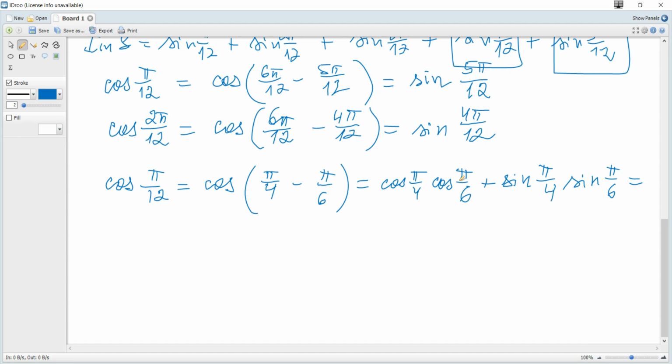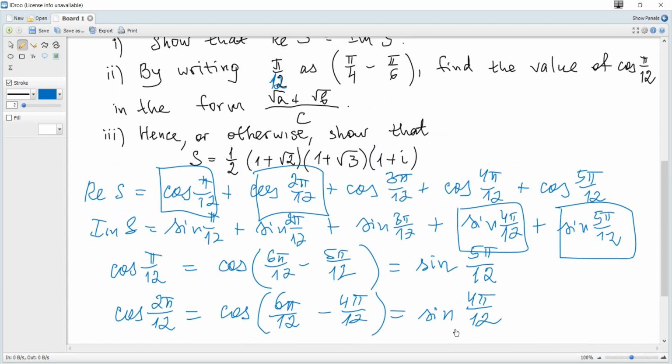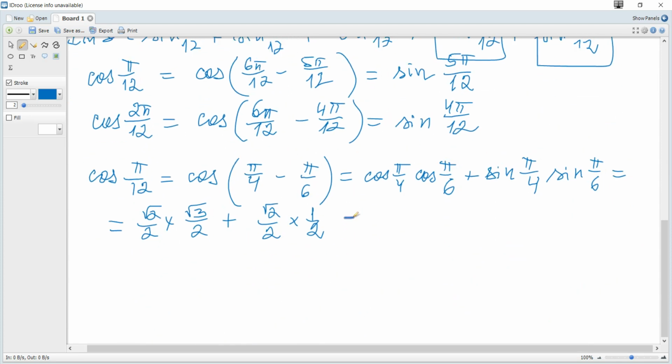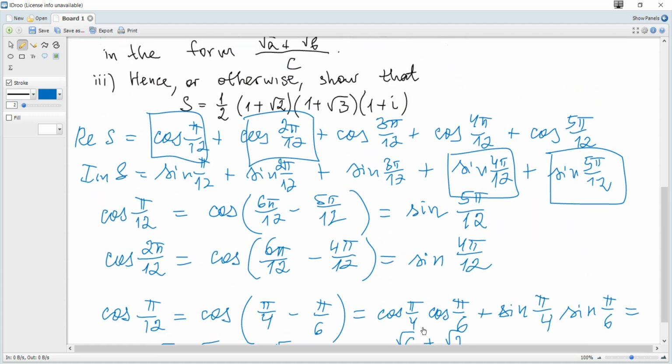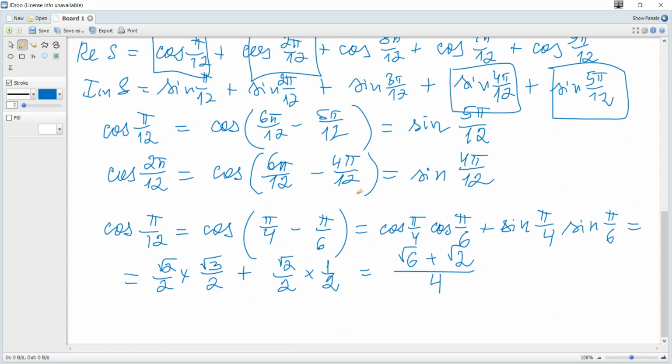Pi over 4 is 45 degrees, pi over 6 is 30 degrees, and for 30, 45, 60 degrees we know the exact values for sine and cosine. So cosine of pi over 4 is root 2 over 2, cosine pi over 6 is root 3 over 2, plus root 2 over 2 multiplied by a half. The common denominator is 4, so it's root 6 plus root 2 over 4, and that's the value of cosine of pi over 12.